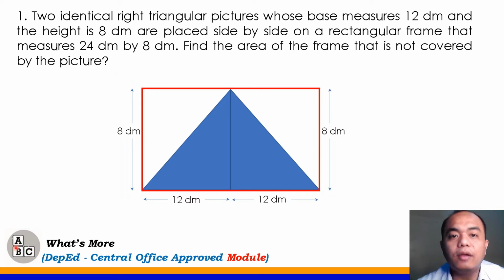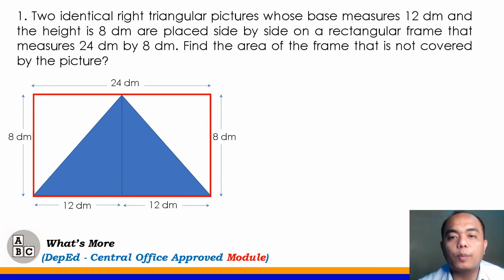Now, there is a rectangular frame that the two triangles are placed side by side on. Can we identify the dimensions of our rectangle? Of course. It says 24 is the base or the length. So we are right, 12 plus 12. The 8 here is the height of our triangle and at the same time the width of our rectangle. So again, its length is a total of 24.